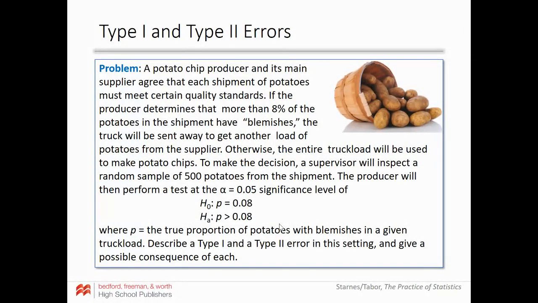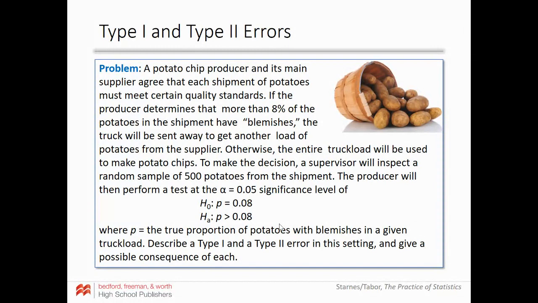So let's look at an example. A potato chip producer and its main supplier agree that each shipment of potatoes must meet certain quality standards. If the producer determines that more than 8% of the potatoes in a shipment have blemishes, the truck will be sent away to get another load of potatoes from the supplier. Otherwise, the entire truckload will be used to make potato chips. To make the decision, a supervisor will inspect a random sample of 500 potatoes from the shipment.